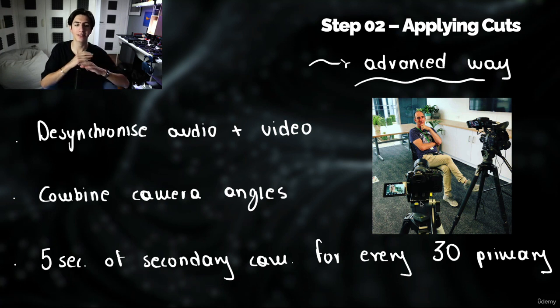We completely desynchronize them, and this is where we can just change different camera angles. For example, we can change the primary with the secondary camera angle. And as a rule of thumb, if you want to go this way and you have two different camera angles and two different audio sources, remember that for every 30 seconds of primary camera angle, we usually add 5 seconds of secondary camera.